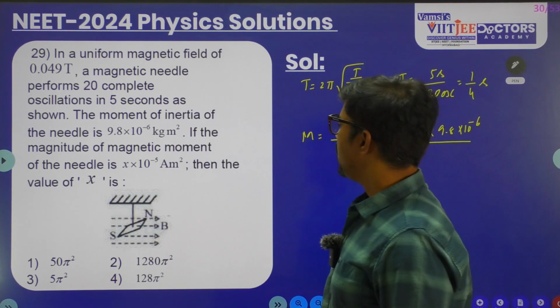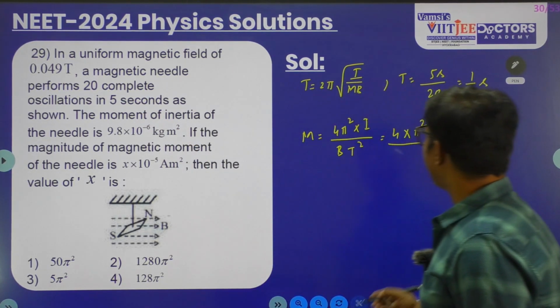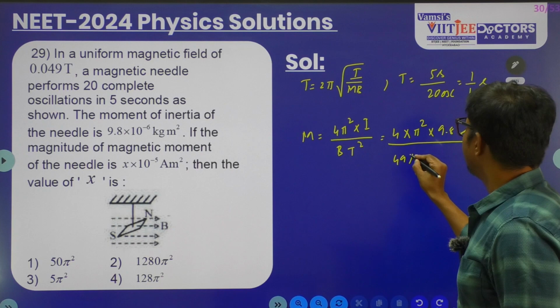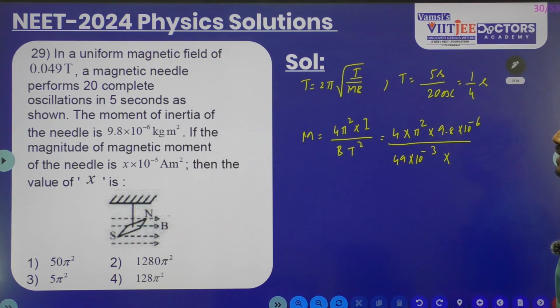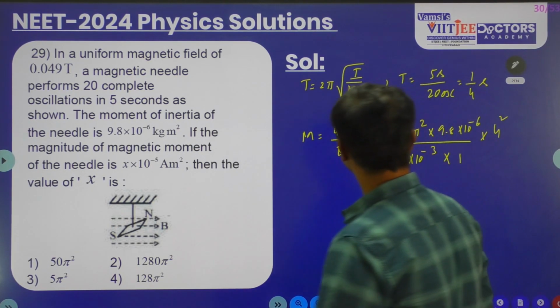B, magnetic field, how much did they give? 49 into 10 power minus 3. All right. Then we have T squared. T squared is 1 by 4 pi square. 4 pi square will go up. That's what you have here.